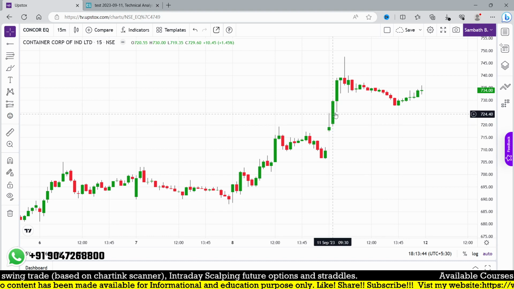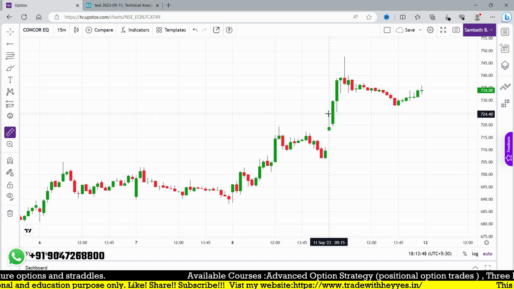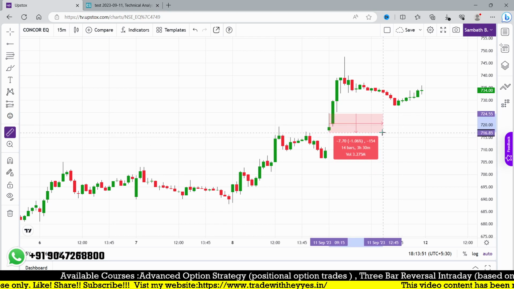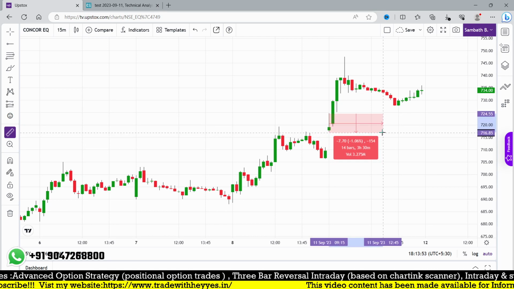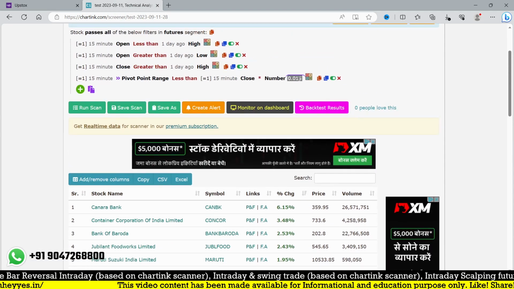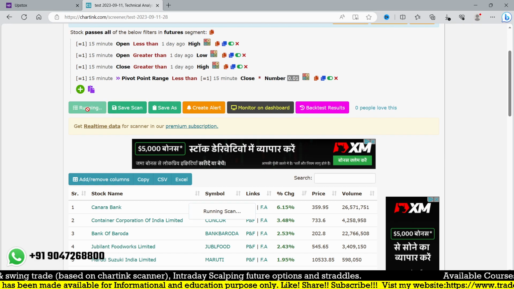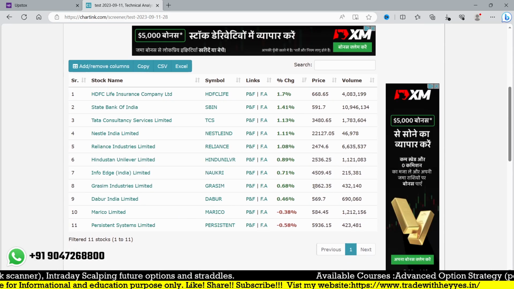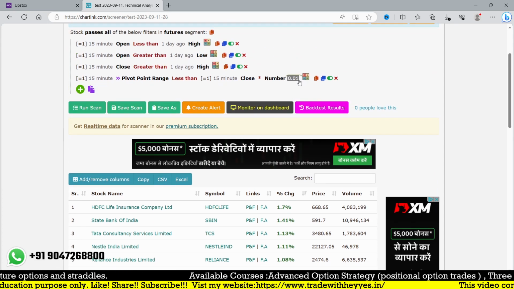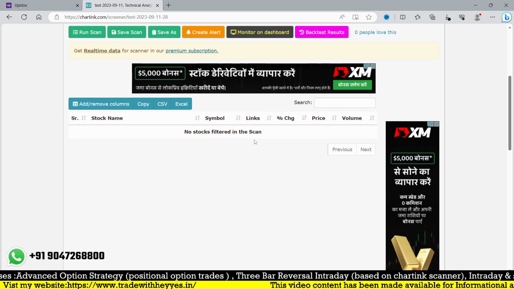Okay, 1.3% if you are comparing the high and the low, because we are going to buy above the high and keep the stop loss below the low, so it's more than 1%. If you want exactly below 1%, you have to change that to 0.01. Sorry, 0.01. Then you will get the stocks which are less than 1%. You can even filter out less than 0.05, then no stocks will be filtered.